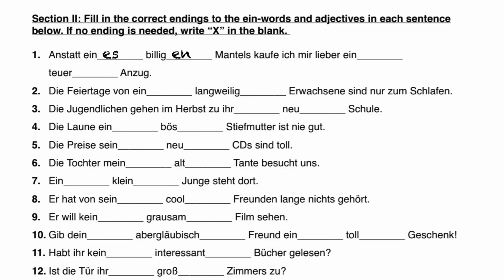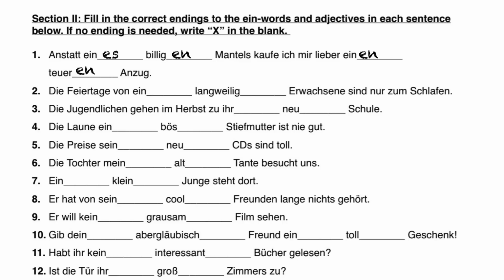In this one it says, Anstatt eines billigen Mantels kaufe ich mir lieber. Instead of buying an expensive coat, I would prefer to buy myself an expensive suit. So here we're going to use a suit, which is an Anzug, which is accusative and masculine. So the accusative masculine ein-word takes an en, and accusative masculine after an ein-word also takes en for the adjective. So our full sentence ends up being, Anstatt eines billigen Mantels kaufe ich mir lieber einen teuren Anzug.